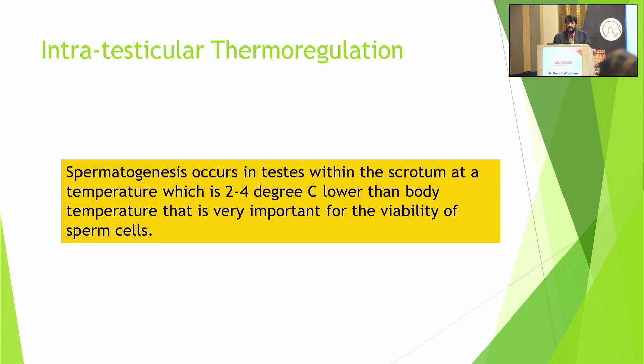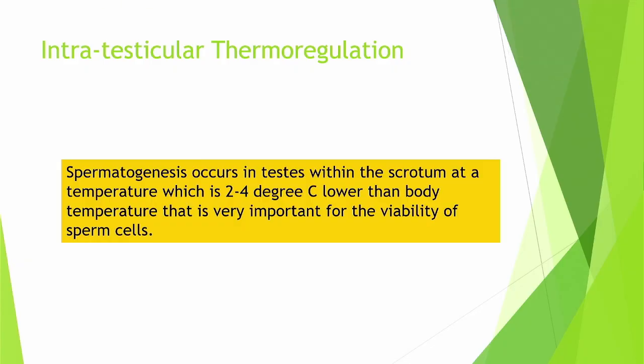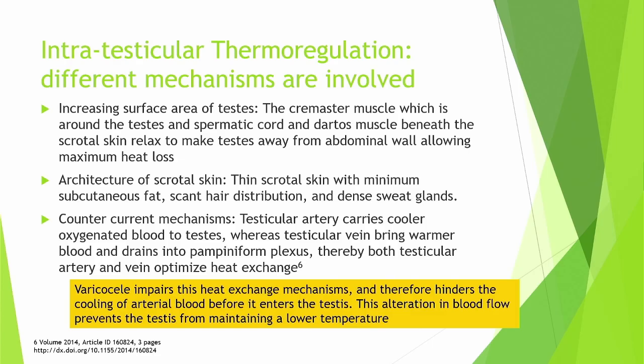We have to be very clear about this because spermatogenesis occurs in the testes within the scrotum at a temperature which is 2 to 4 degrees lower than the body temperature. That is very important for the viability of the sperm cells. That is why God has created it that way.